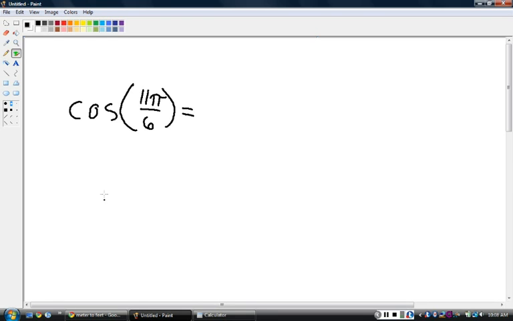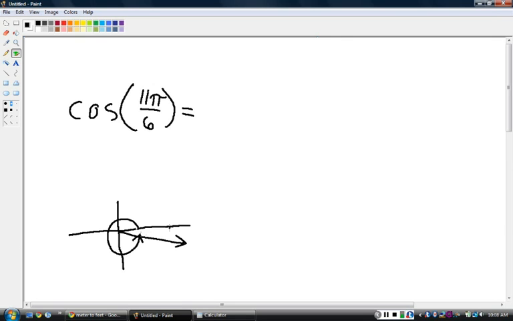Really what we want is the reference angle here. Once we have the reference angle, then we can get the answer. So what I like to do is just real quick draw a quick sketch, right? Where's 11 pi over 6? And if you do enough of these, you can draw this picture in your head, right? 11 pi over 6 is almost 2 pi. It's pi over 6 short of 2 pi. So this angle right here is pi over 6.